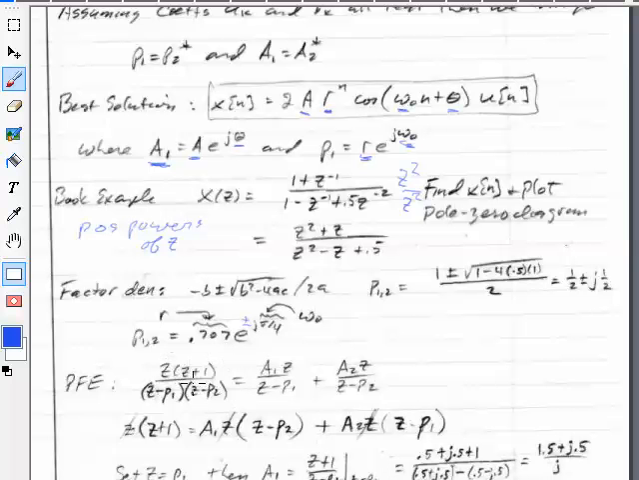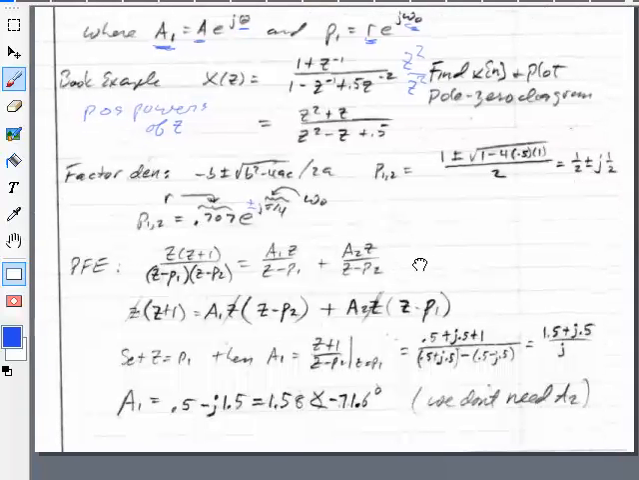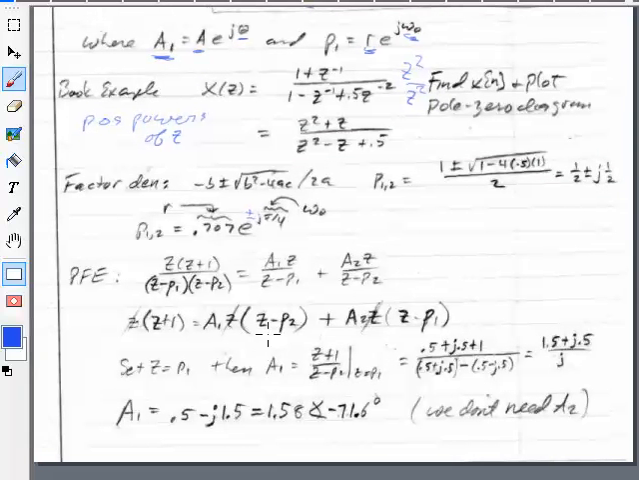Here I've written the partial fraction expansion equation in terms of the two residues, A1, A2, that are unknown, and the P1 and P2 that are now known. Okay, and here's the method described in class. Multiply both sides by the denominator, z minus P1, z minus P2. I'm just going to write them as P1 and P2 because they're sort of messy.